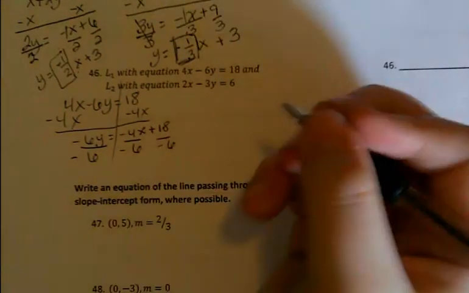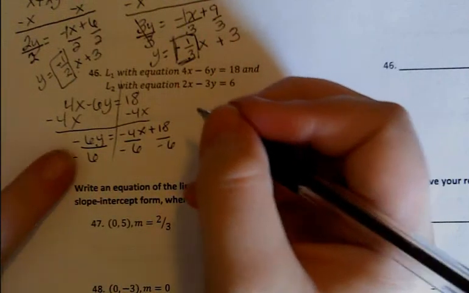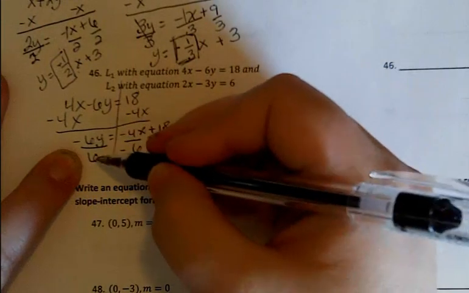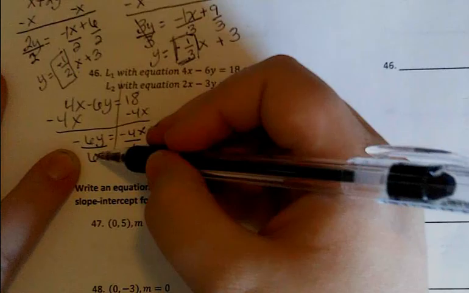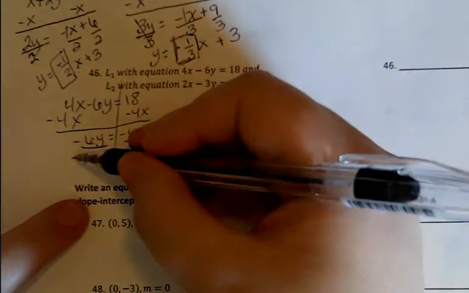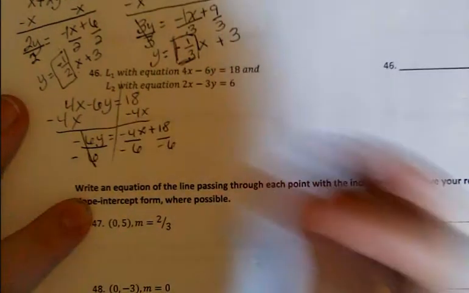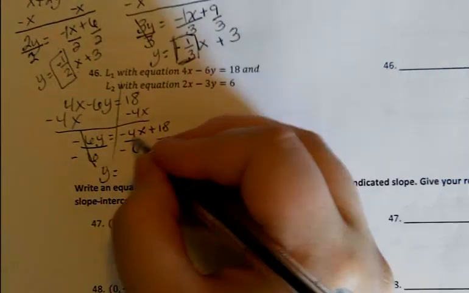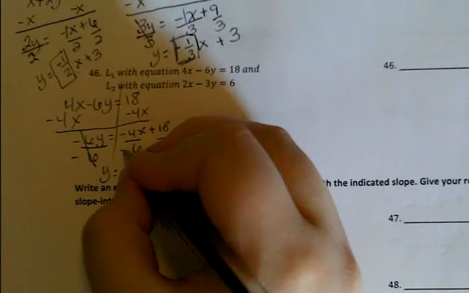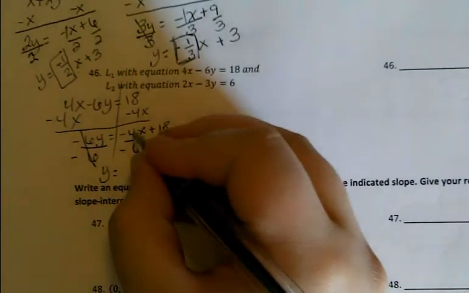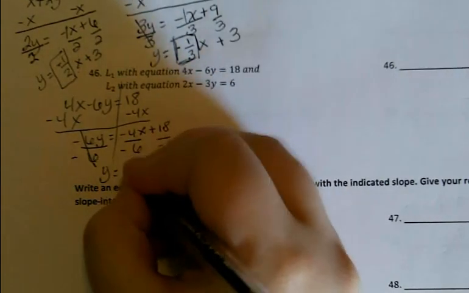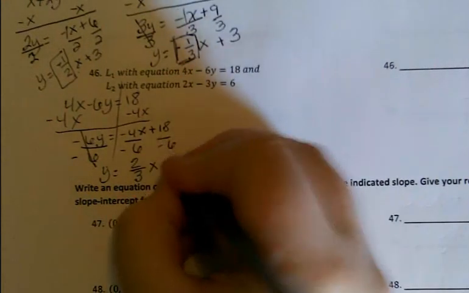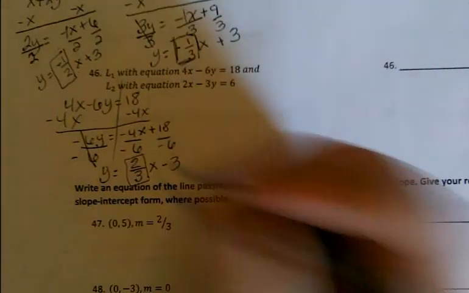If you had just divided by a positive 6, then negative 6 divided by positive 6 would give you a negative 1y. We don't want a negative 1y, so that's why we did it by the negative. So those cancel out completely, leaving you with just y. So here, a negative divided by a negative is going to give me a positive here. And 4 divided by 6 is 2 over 3, x. And then 18 divided by 6 is negative 3. So our slope here is a 2/3.